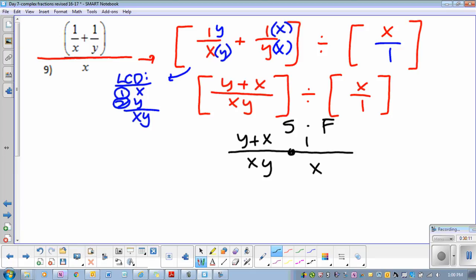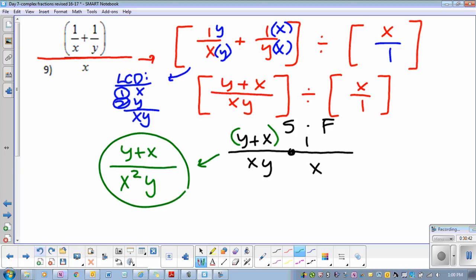1 over x. And x times x becomes x squared. Can these x's cancel out? Oh no, they can't, because this has an addition. Those are actually parentheses. Bottom 2x is 1x squared. Good. So then this actually is y plus x over x squared y. That's an interesting problem. That's a pretty problem. All right.